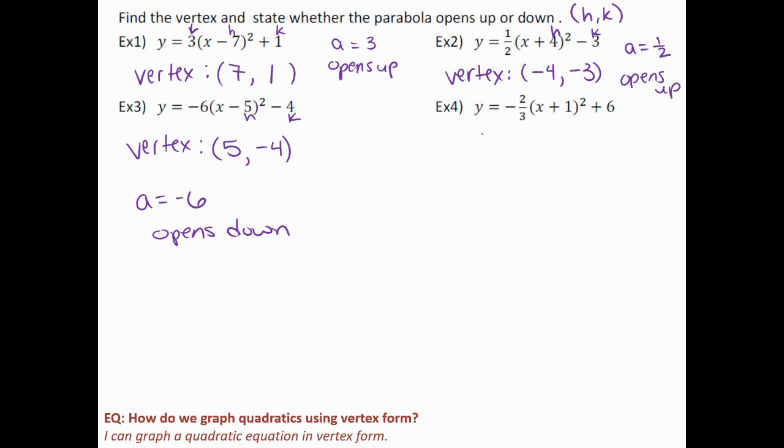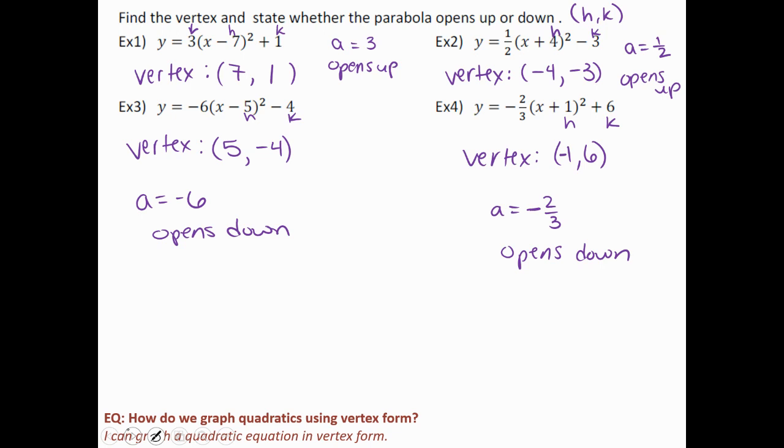Last one, again, looking for the vertex. Here's h and k. So I have -1. Remember, h does the opposite of what it shows. And then 6. And then my a value is -2/3. And because it's a negative, it's going to be opens down.